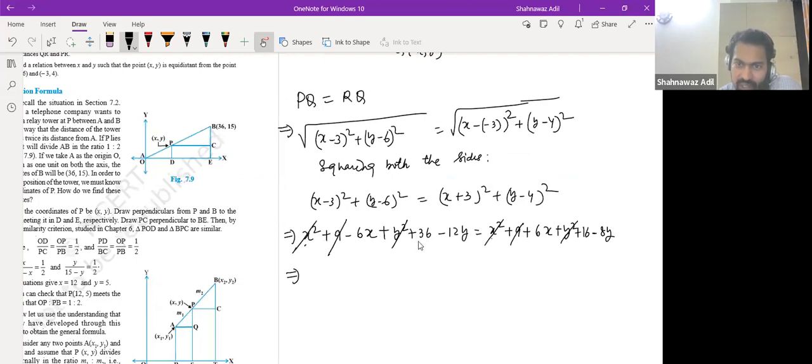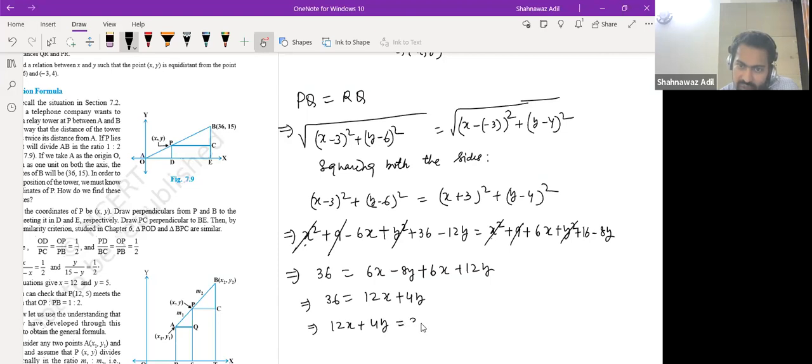Now let us keep this 36 on this side and take this one and this one to the right hand side. So 6x minus 8y plus 6x and plus 12y. So this is 6x plus 6x, 12x, and minus 8y plus 12y, so 4y. This is 36, right? So 12x plus 4y equal to 36.